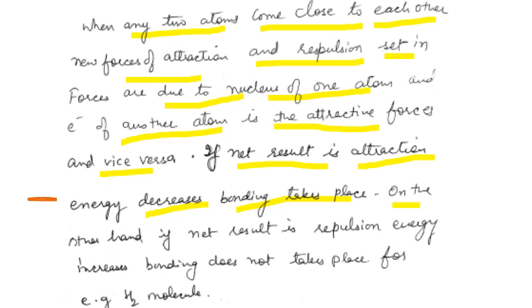On the other hand, if the net result is repulsion, the energy goes on increasing and the bonding does not take place. Understood? If the repulsion force dominates the attraction force, the bonding doesn't take place and the energy goes on increasing. And if the attractive forces become dominant, then bond formation takes place and the energy minimizes. So that's how the approach of coming together causes the energy to decrease.